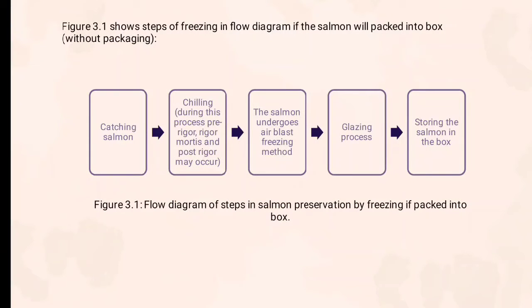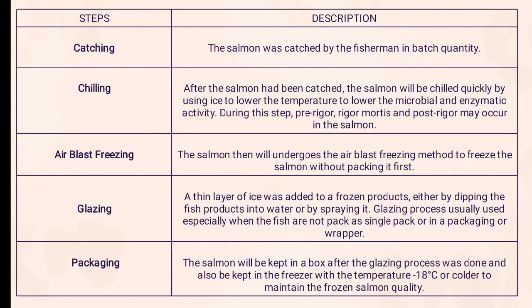There are also steps of freezing if the salmon is packed into a box without packaging. The steps are catching salmon, chilling, air blast freezing method, glazing, and storing the salmon in the box. The difference between this step and the earlier step is glazing. The frozen product is covered with a layer of ice, either by dipping the fish product into water or by spraying it. The glazing process is usually used when the fish are not packed as a single pack or in a packaging or wrapper.